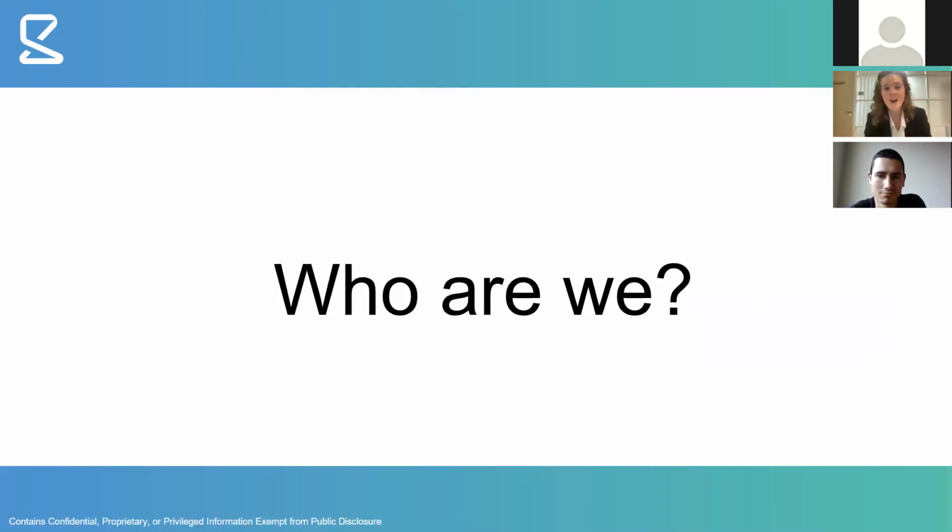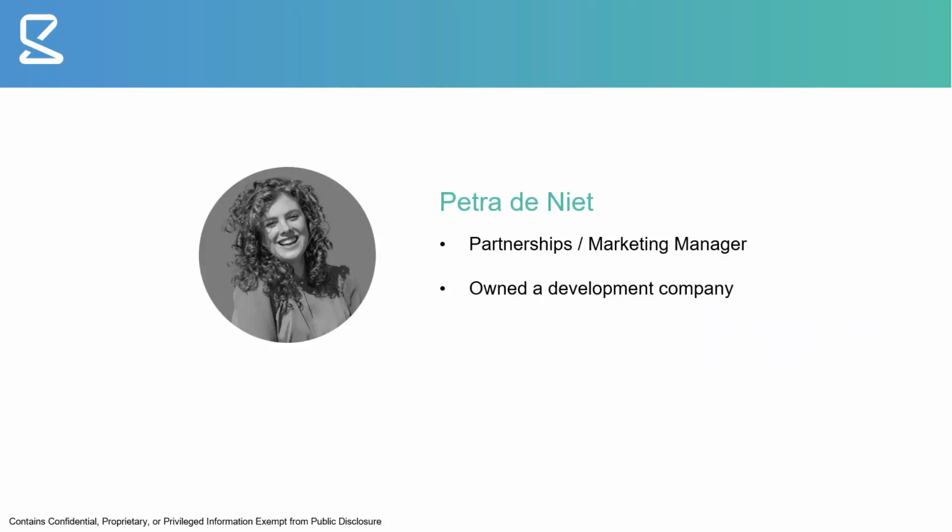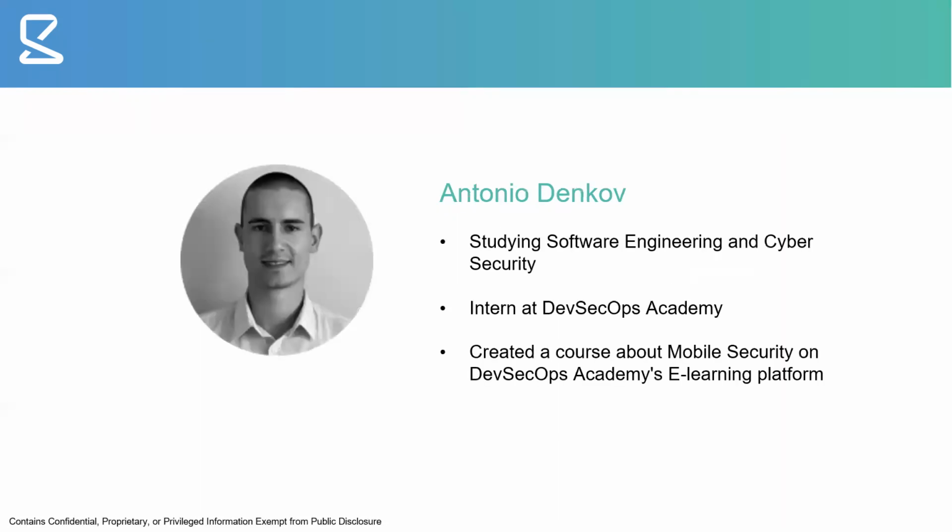So, who are we? Well, my name is Petra de Niet. And in English, you can translate it to Petra de Not. It's funny, but it is Petra de Niet. And I am a partnerships marketing manager at DevSecOps Academy, soon to be rebranded to Everable. In the past, I owned my own development company, specialized in front end. It still exists, but I'm not the owner anymore, of course, because I work here. We built websites and also did some security. Yeah, that's me. Over to you, Antonia.